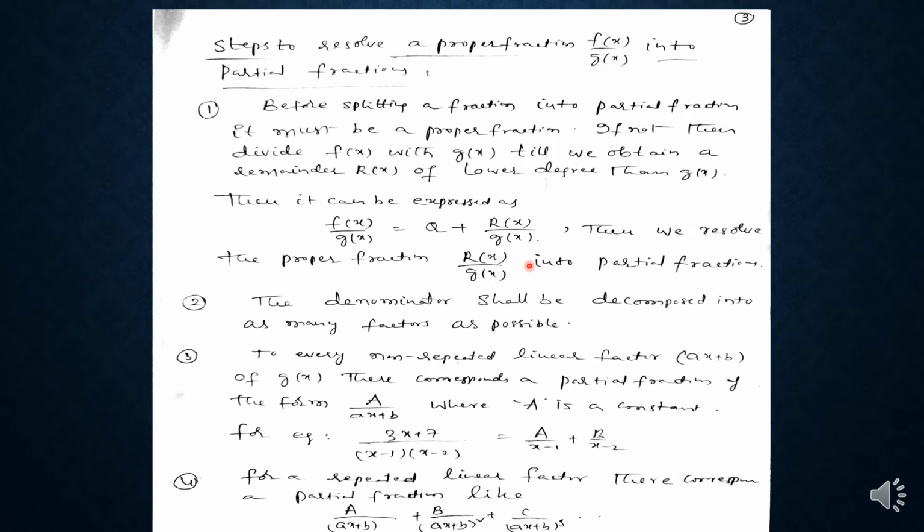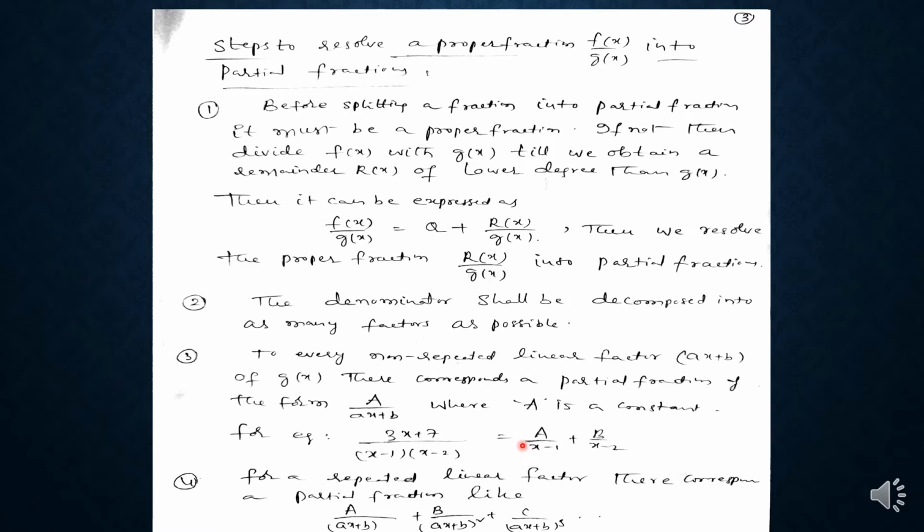So for that, we should take a partial fraction of the form A by ax plus b. That means in the denominator we have two linear factors. For each linear factor we should take one constant, that is some constant A by x minus 1, plus for the second factor take another constant B by x minus 2. So by simplifying that, we should find the values of A and B. After finding the values of A and B, we can substitute in these resolving fractions.